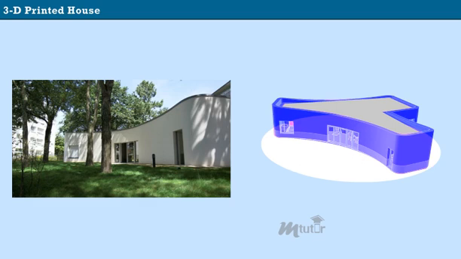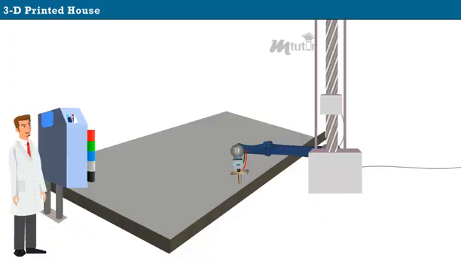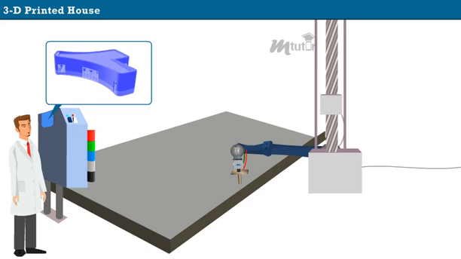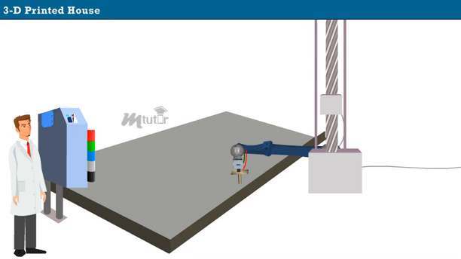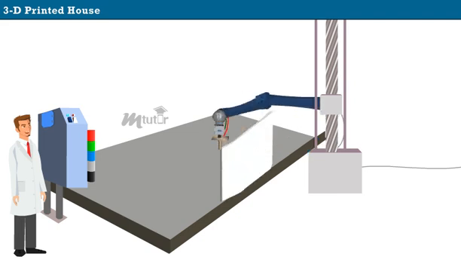Let us get into the construction part of this house. At first, the house was designed in a studio by a team of architects and scientists and then programmed into a 3D printer. The printer is then brought to the site of the home. It works by printing in layers from the floor upwards.